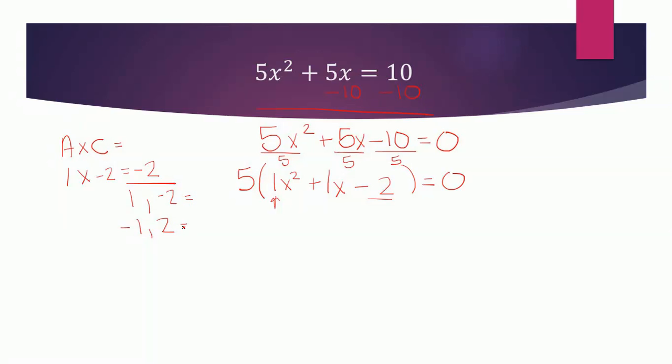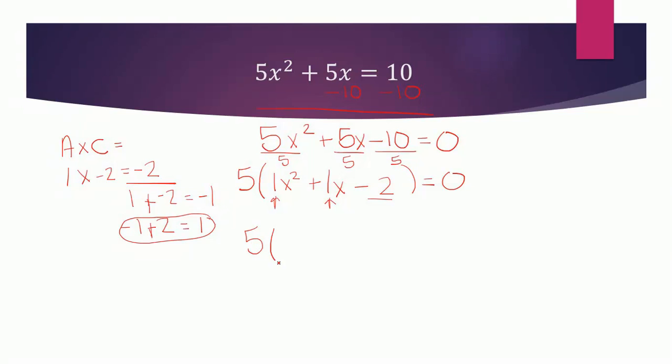So what I need to do now is add these together and see which one, when I add them together, results in the B term, the one that's with the x. So I'm looking for 1. 1 minus 2, well, that's negative 1. And negative 1 plus 2 is 1. So I'm looking for this one, right? Because that gave me the 1 that I'm looking for.